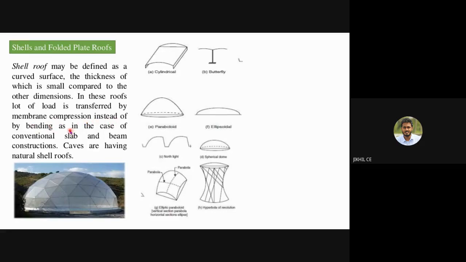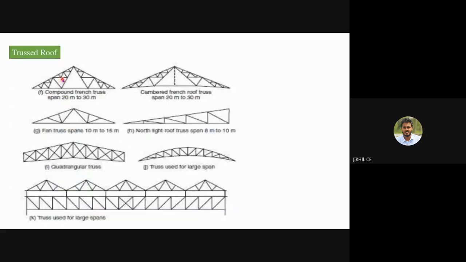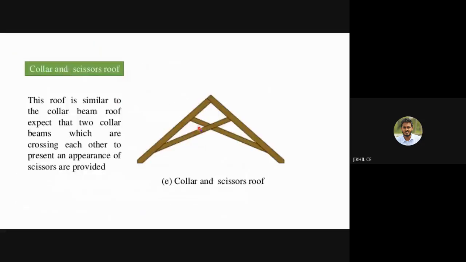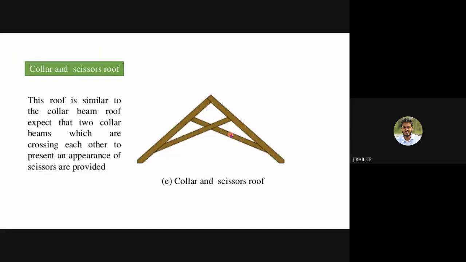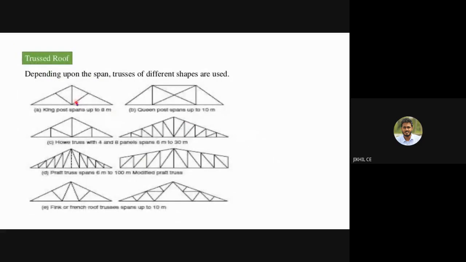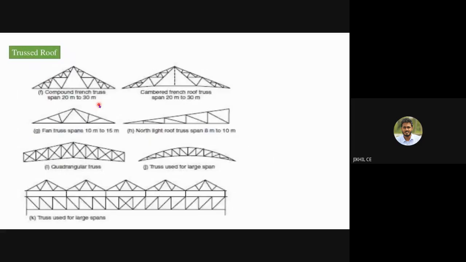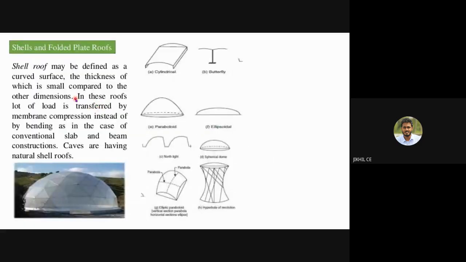You should note that in the previous cases, the members take load by either tension or compression, with no bending. But in the pitched roof case, there will be some bending for the rafters, so that is bending type of load transfer. In trusses, only tension and compression act in the members, and in the case of a shell, only membrane compression.